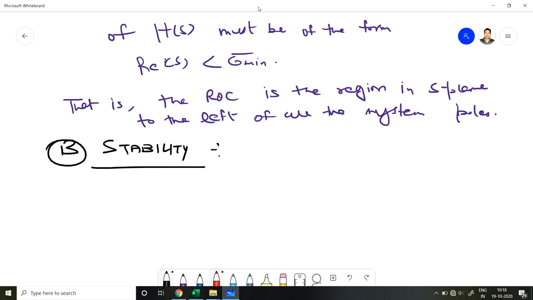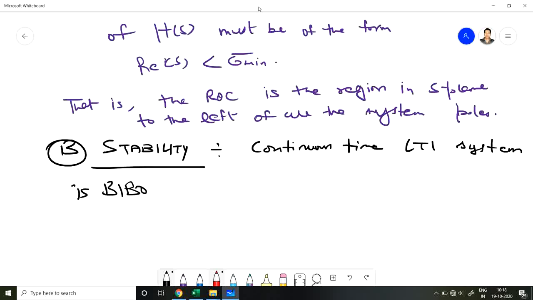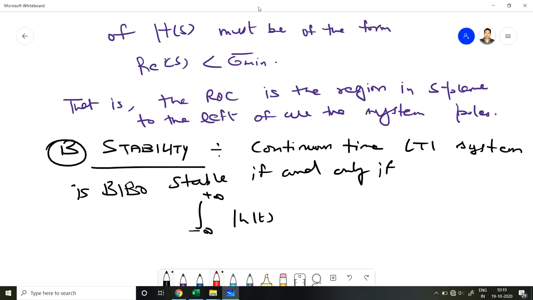Next part is stability. A continuous time LTI system is BIBO stable if and only if the integral from minus infinity to plus infinity of modulus of h(t) dt is less than infinity.